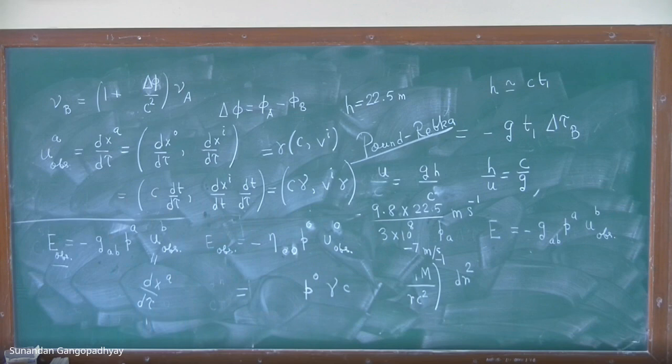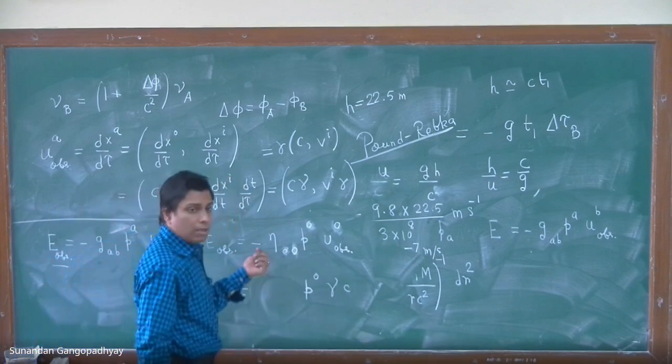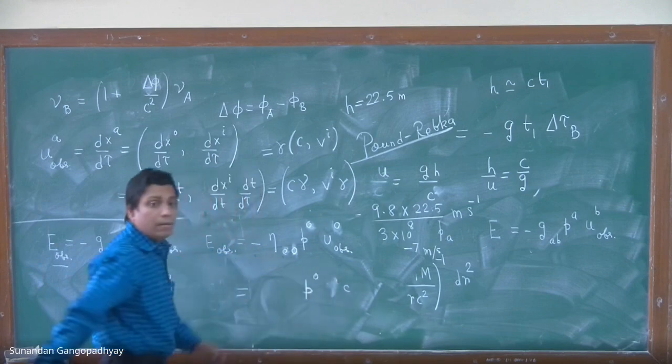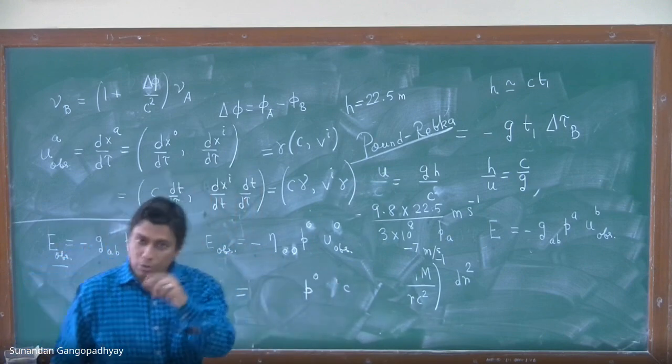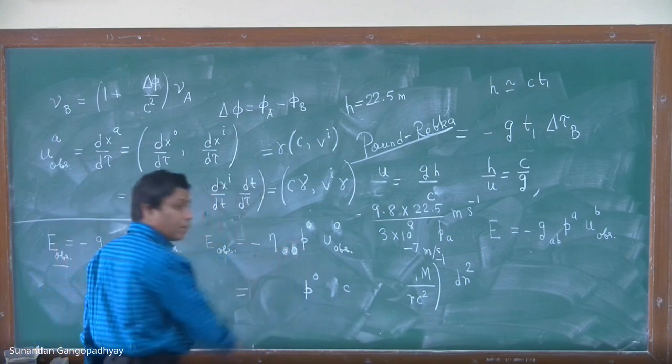Oh, right. Eta 00 is -1, so this is -1. So this is 1. And gamma is 1, right? Because gamma is 1 by square root of 1 minus v square by c square, and v is 0. That is what we have taken because the observer is at rest.